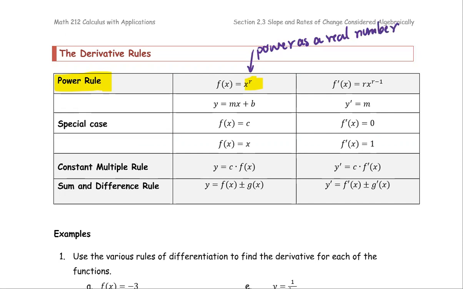Not the power as the x. So the formula to find the derivative is: take the power, bring it down to the front, treat it as a coefficient, and the new power is the original power subtracted by 1. Okay, for example, let me make some room.